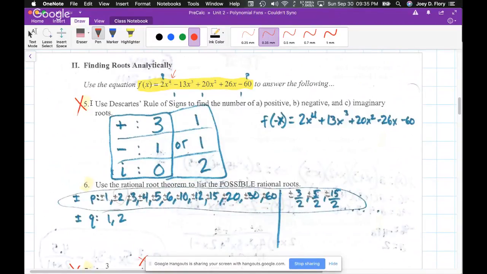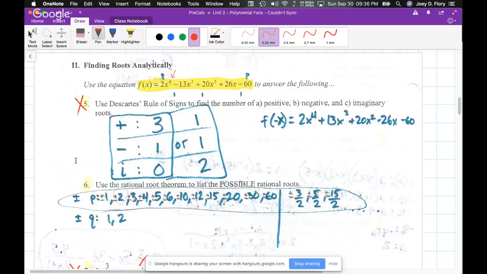On the next page, number 5, skip it. We didn't talk about Descartes' rule of signs. That's for if I were not letting you use your calculator for a question like this, but I am. So we're going to use our calculator to help us instead of this task, which nobody uses if they have access to a calculator anymore.